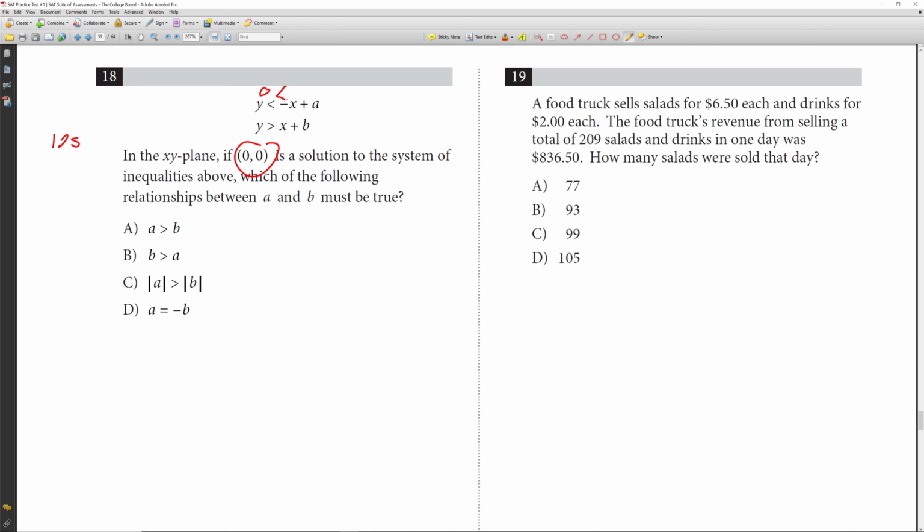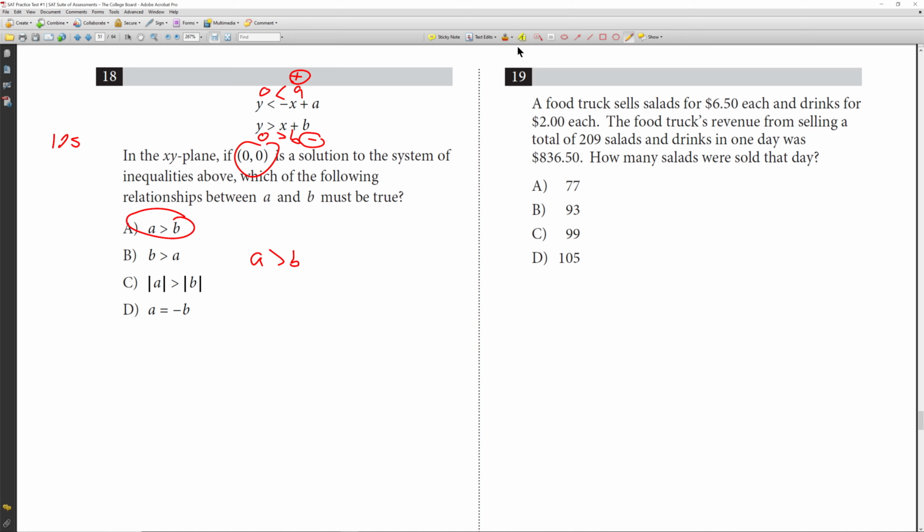So 0 is less than A and 0 is greater than B, which means A is positive, B is negative. So that means A is greater than B, which means the answer is A. You got it. Number 19.